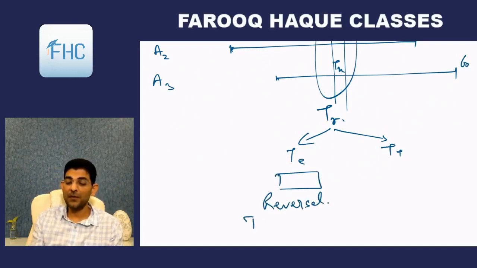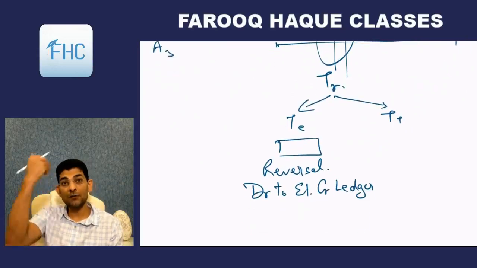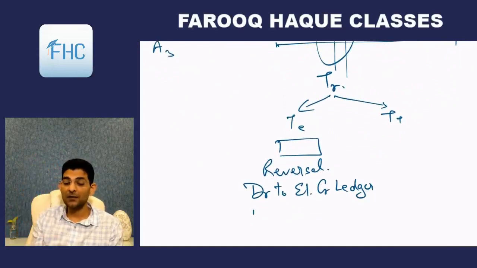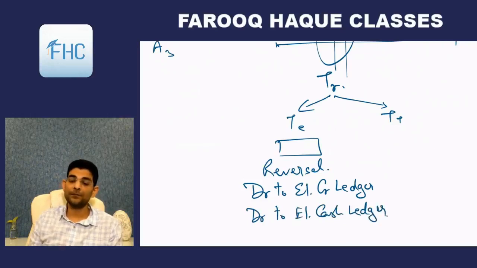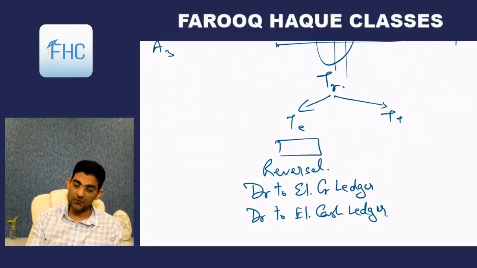This is the reversal required to be made. So reversal will be done by debiting the electronic credit ledger, or if the balance is not there, meaning the old credit has been fully utilized and there is no balance, then you have to debit it to the electronic cash ledger. So this is what is to be done.